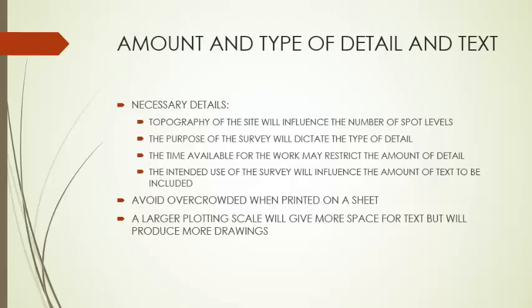What may appear clear when zoomed in on a computer screen may appear very overcrowded when printed on a sheet for use on site. To avoid this problem, the amount of text included should be tailored to the intended use of the survey and the plotting scale chosen accordingly. A larger plotting scale will give more space for text but will produce more drawings, and the effect of enlargement may result in errors in distances and positions scaled from the plan, as discussed in the previous section.